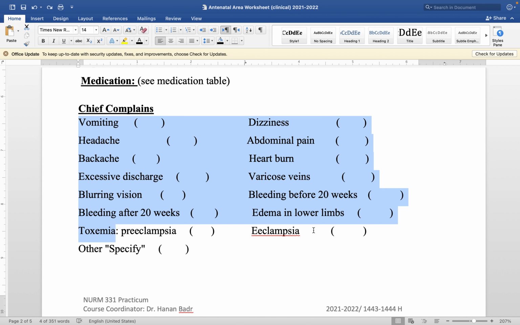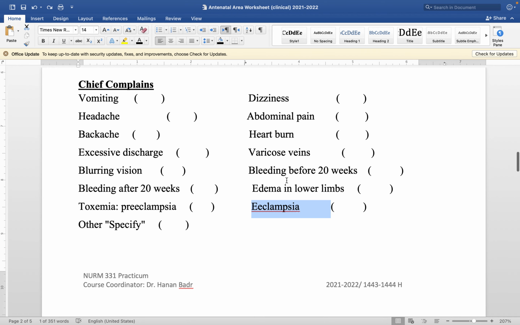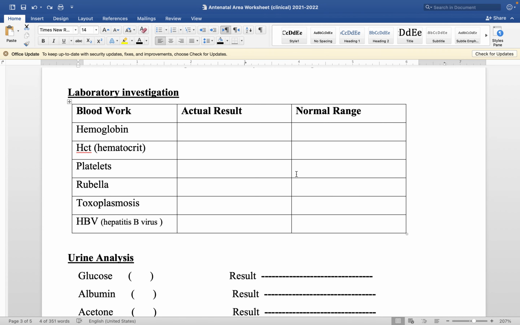That's why we monitor the mothers for it. And eclampsia and preeclampsia we're going to talk about in detail in the lecture. Definitely there are other chief complaints, more serious complaints, that the mother might be admitted to the hospital because of, such as premature rupture of membranes, decreased fetal movement, intrauterine growth restriction, and so on. The list will just go on.